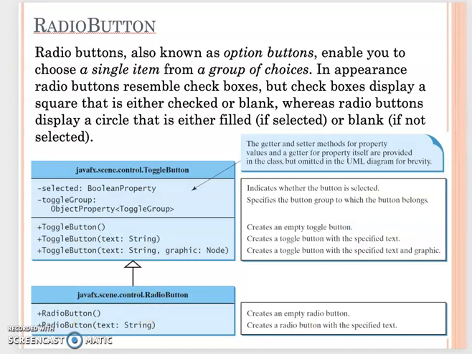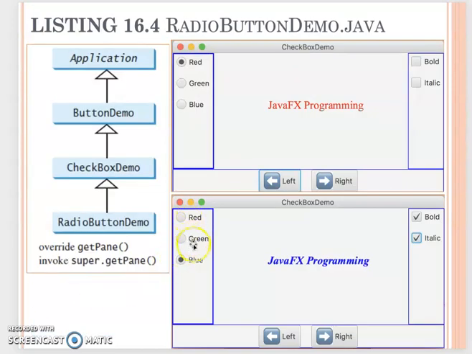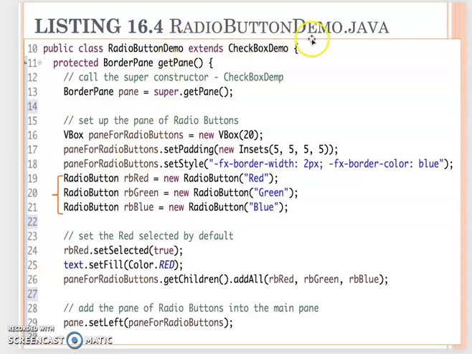So that's why, when we display, we have a couple of different colors. We have three different colors here, so we just need to use another VBox. We add the three radio buttons one by one. Again, here we have the radio button demo, extended from the checkbox. Here you will see we create three radio buttons, red, green, and blue. We display different names, and we put them in a VBox.